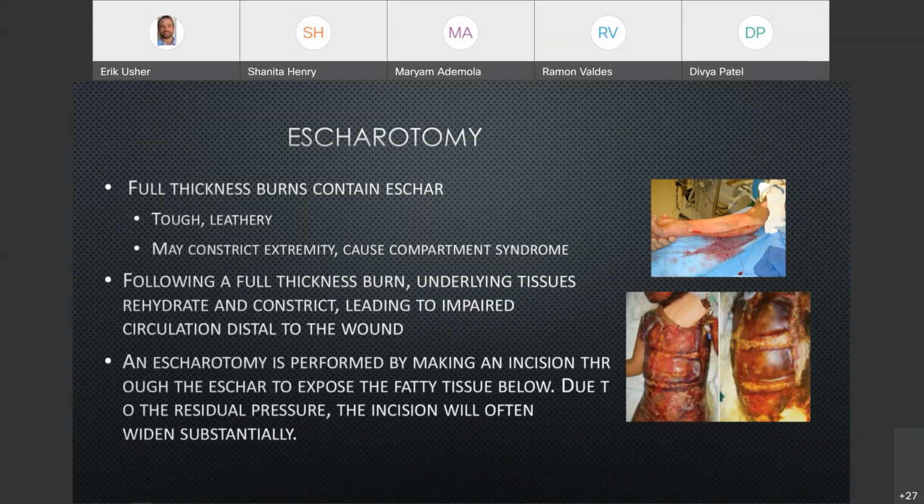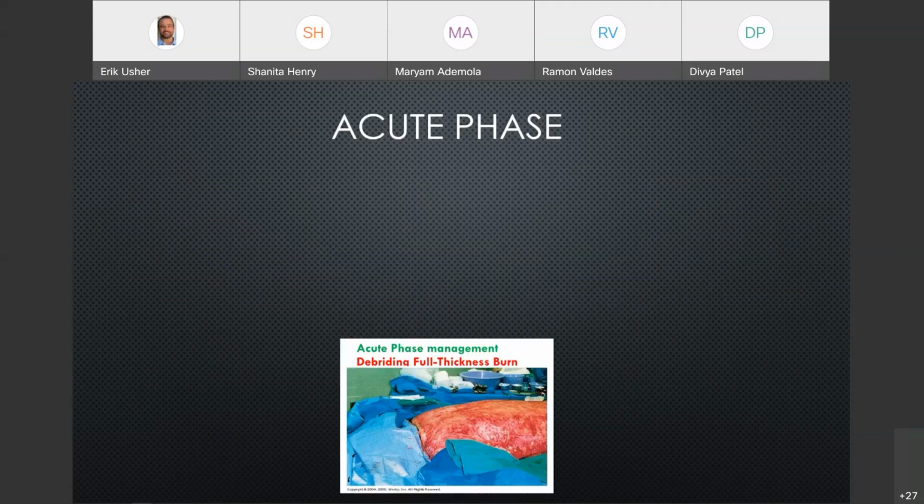And that escharotomy is performed just to make the incision through that tough eschar, expose the fatty tissue, and relieve that pressure. And the incision will often widen substantially. And again, you can see that on the bottom right. That is a very typical chest eschar. It widens by several inches in that one.